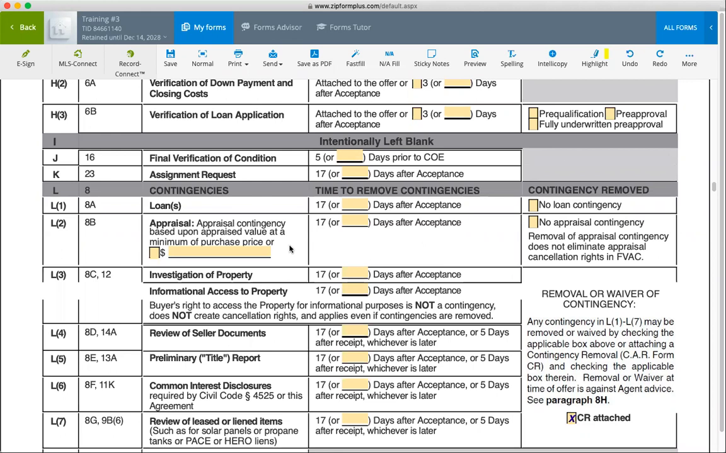And that's also 17 days. Your lender can tell you whether that's realistic or not. And if your client had no appraisal requirement, they would check this box that there is no appraisal contingency.